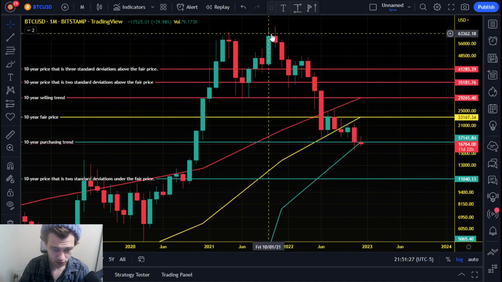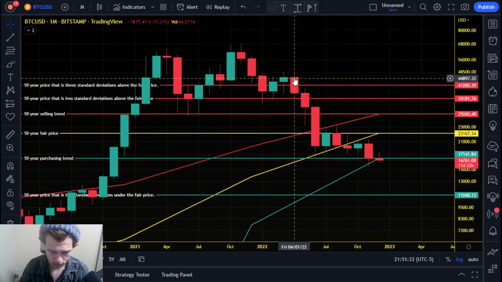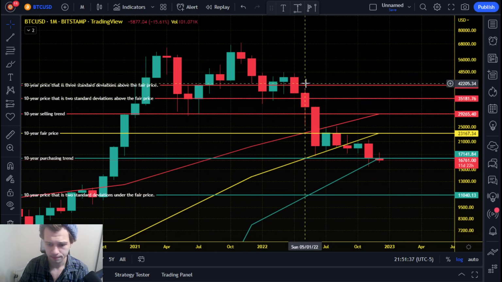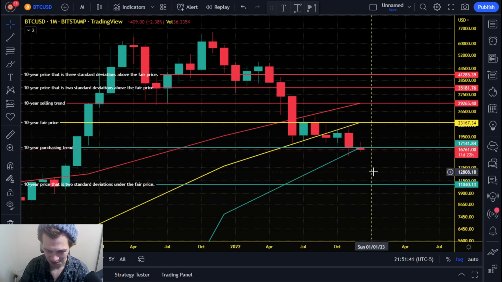I'm curious at which point in this cycle it was, I think around this price was when the Terra Luna debacle occurred. But okay, we're straying away from where we're headed.